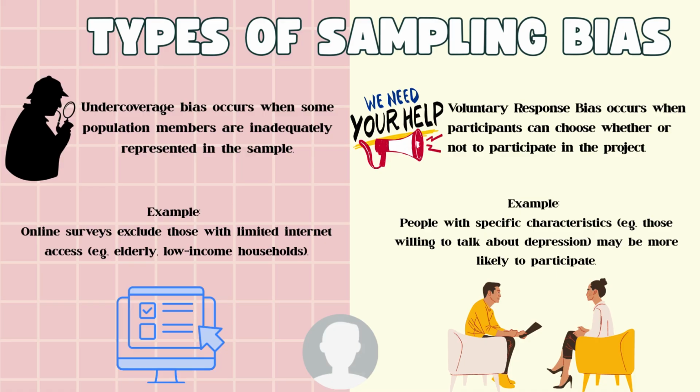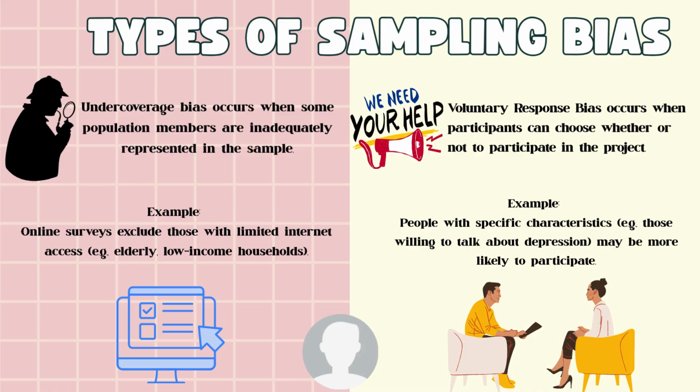Bias in sampling can occur in many forms, and it's essential to recognize these to ensure accurate and reliable research. The first type of bias we will look at is the undercoverage bias. This happens when some members of the population are not adequately represented in the sample. For example, online surveys often exclude people with limited internet access, such as the elderly or individuals from low income households. This results in a sample that doesn't reflect the full population, leading to inaccurate findings.